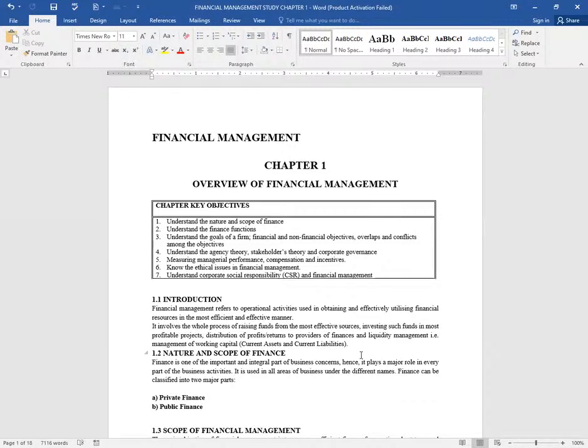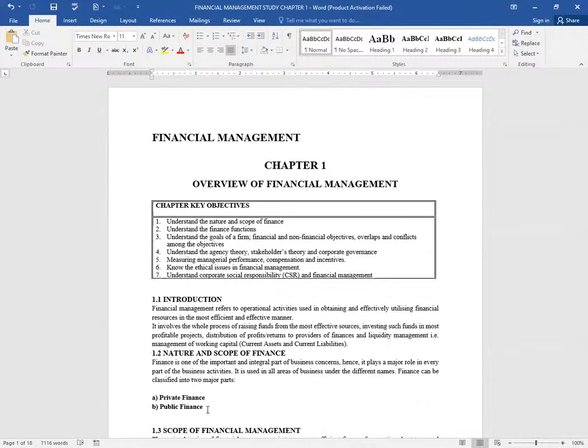Ladies and gentlemen, from there I will take you to the nature and the scope of this great subject of ours called financial management. The most important thing is for you to know that we have what we call private finance and public finance. To differentiate between the two types of finance, you need to know that public finance basically will be used by government institutions to raise capital.